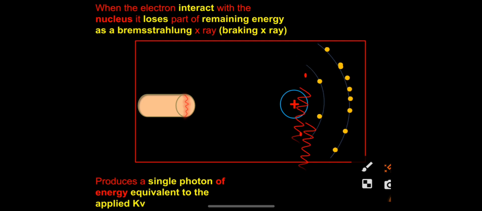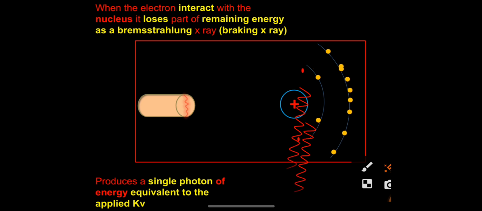We said that the electrons lose most of their energy as heat because of the interaction with outer shell electrons. But when the electrons get close to the nucleus, they interact with the nucleus and lose part of the remaining energy as a bremsstrahlung X-ray, or braking X-ray, because the electrons are braked or immediately stopped, and the loss of kinetic energy of the electrons is converted into X-rays.